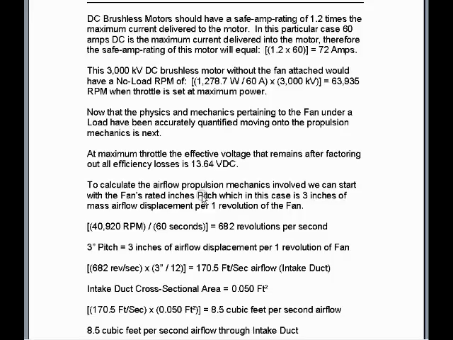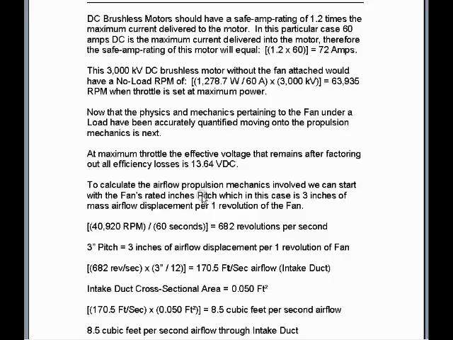This 3000 kV DC brushless motor without the fan attached would have a no-load RPM equal to the no-load voltage, which is calculated by taking the wattage input to the motor of 1278.7 watts and then dividing it by the amps, in this case 60 amps. That would equal the no-load voltage, then multiplied times 3000 kV to equal 63,935 RPM when the throttle is set at maximum power.